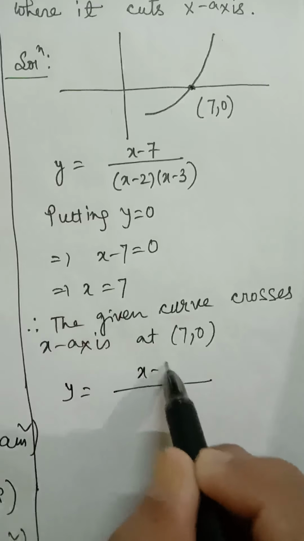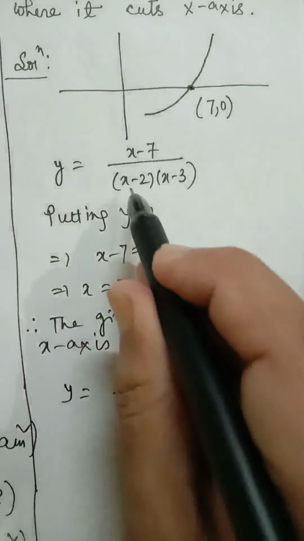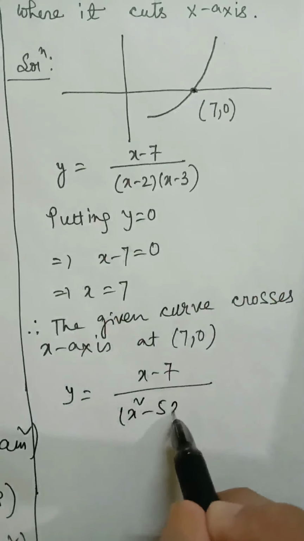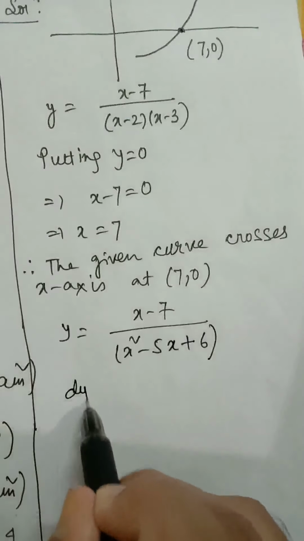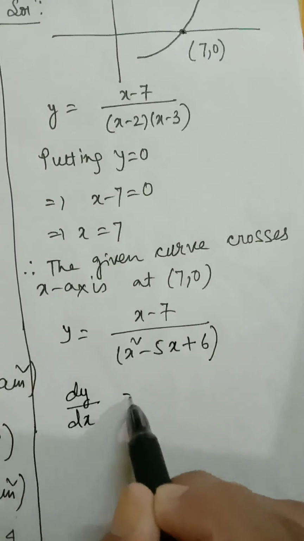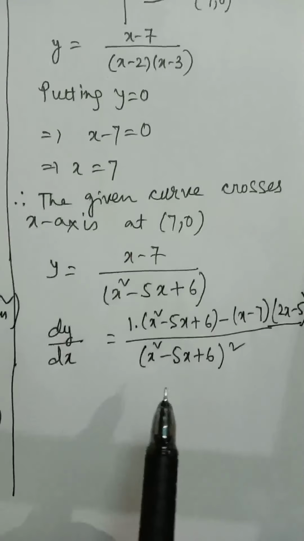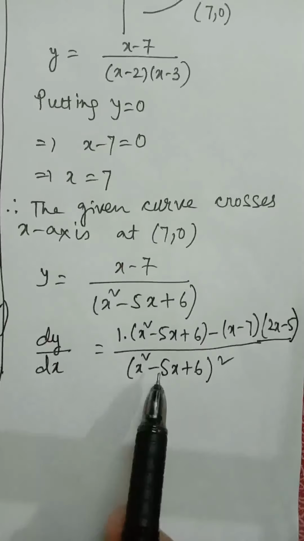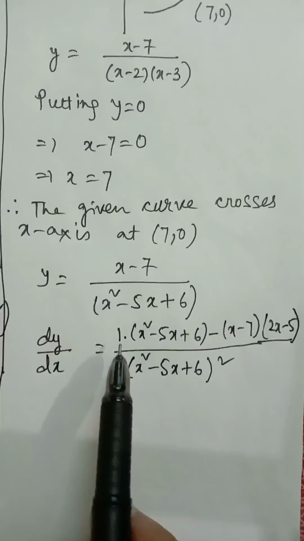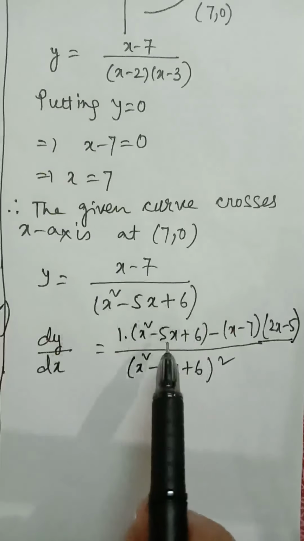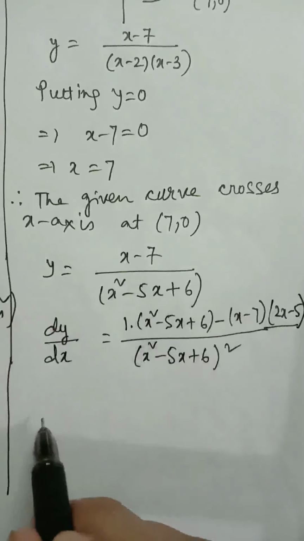Next step will be, we have to find dy by dx. So first of all, we will multiply these two, x minus 7 by x square minus 5x plus 6. Now we have to find dy by dx. For that we have to use the quotient rule of derivative. Applying the quotient rule, we get dy by dx equal to this: denominator whole square, derivative of numerator is 1 into denominator unchanged, minus numerator unchanged into derivative of denominator.